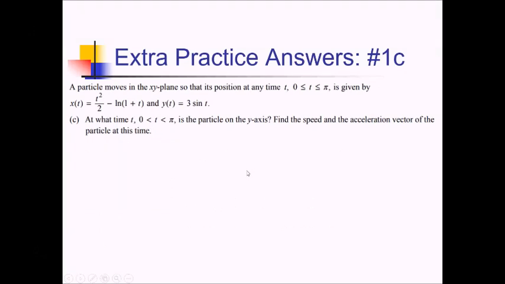For this last part of the problem, we have a bunch of questions. At what time between 0 and pi is the particle on the y-axis? And then once you figure that out, we want the speed and acceleration vector at that time. So to figure out when you're on the y-axis, well, that's going to happen when you have an x value of 0. So we basically need to figure out, when does this x of t function they gave us equal 0? And that's a question that we can answer with the calculator.